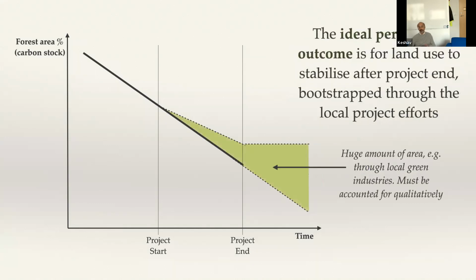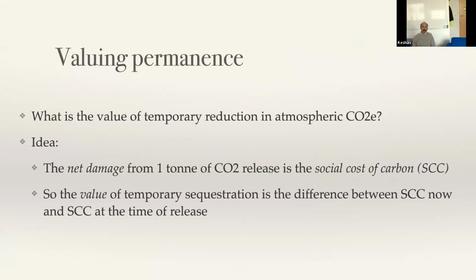So ideally we want to completely stop the amount of deforestation going on, but we want to value it. So how do you give a value to this temporary offset? The question we ask is, what is the value of temporary reduction in atmospheric carbon? We have a paper in submission right now, which talks about it in quite a bit more detail. But the basic idea is that the net damage from releasing 1 ton of carbon is called the social cost of carbon. That's a well-known concept among economists. So we say the value of a temporary sequestration is the difference between the social cost of carbon now and the social cost of carbon at the time of release, let's say 20 years from now. The difference between the two is the value of temporary sequestration.